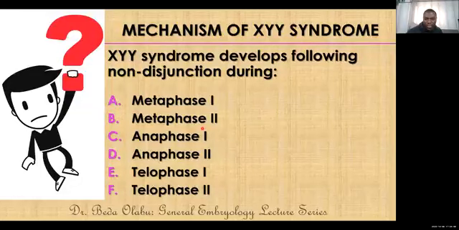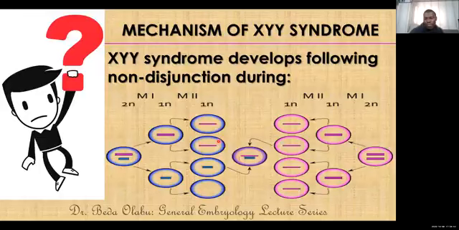When you have XYY, it cannot be anaphase 1 because you have X and Y chromosome separating during anaphase 1. But you have the chromatids of the Y chromosome separating in anaphase 2. So if the two chromatids go on one side, that is when you can have XYY. You can only get XYY on the second meiotic division, not during the first meiotic division.